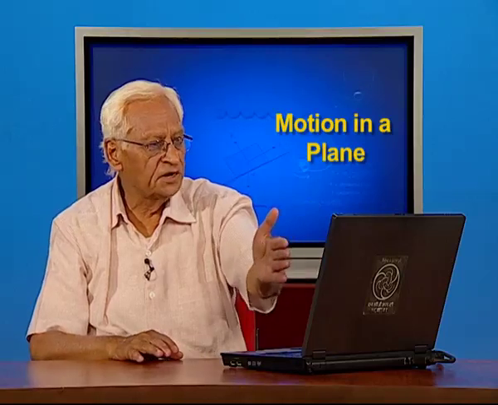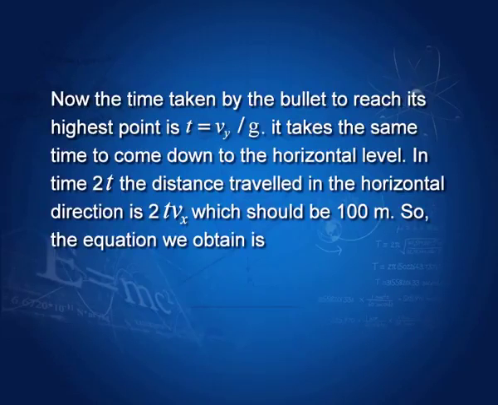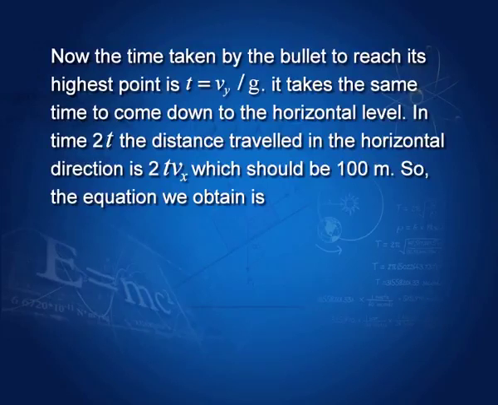Now, the time taken by the bullet to reach its highest point is V y by g. It takes the same time to come down. So, the time taken is 2 t, which is 2 V y by g, and in that time the distance covered horizontally would be 2 t times V x, which is the range we have found earlier, and therefore, we get the equation 2 into 100 sin theta into 100 cos theta divided by 10, which is g, equal to 100. From this we find what the angle theta would be. We find that theta would be in this case 2.85 degrees.